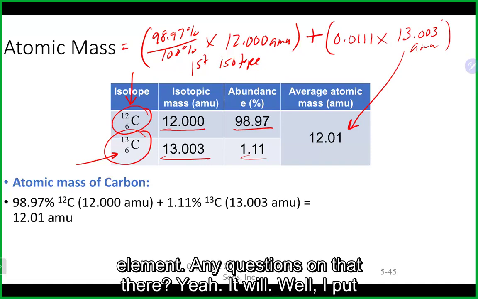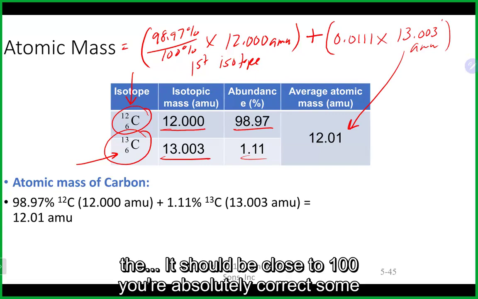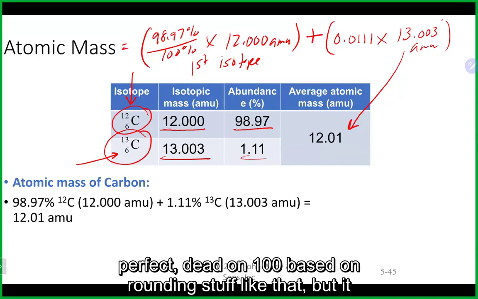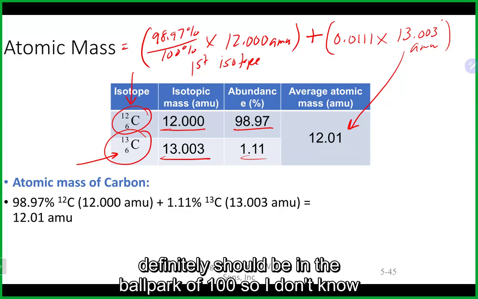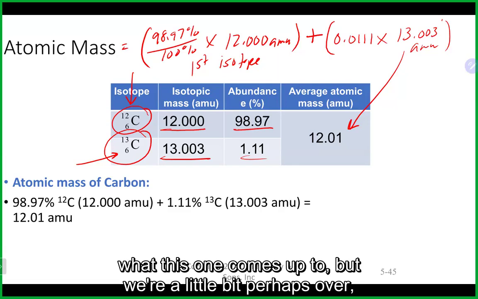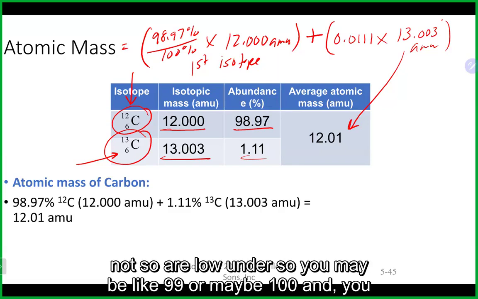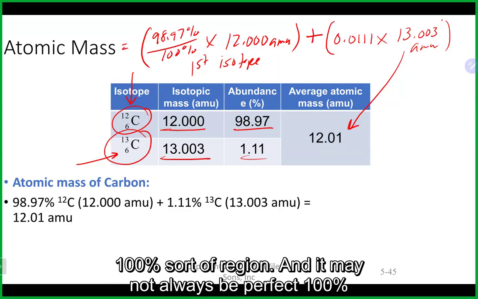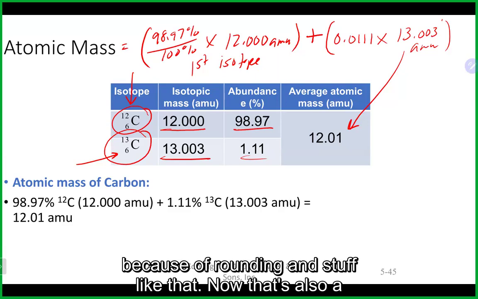Any questions on that? It should be close to 100, and you're absolutely correct. Some of the problems that you come across may not equal perfectly 100 based on rounding and stuff like that, but it definitely should be in the ballpark of 100. So I don't know what this one comes up to, but we're perhaps a little bit over or a little under. You may be at 99 or maybe 101-ish, but it should be in the 100% region. And it may not always be a perfect 100% because of rounding.